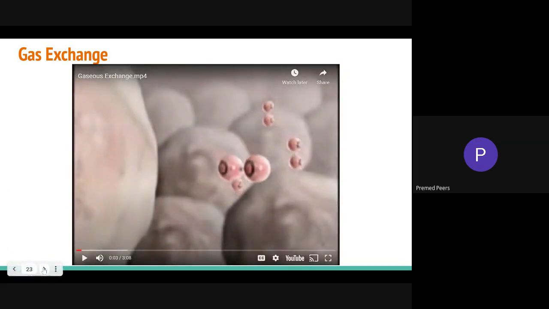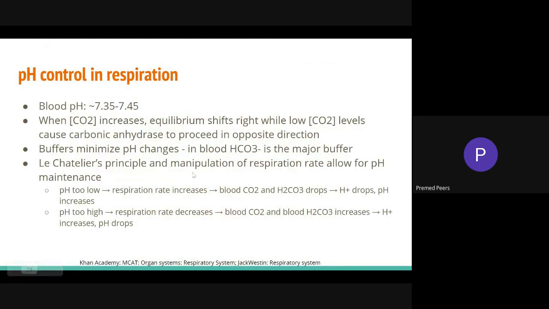The pH of the blood ranges from 7.35 to 7.45. Bicarbonate is the major buffer of blood plasma, helping it remain in this range.